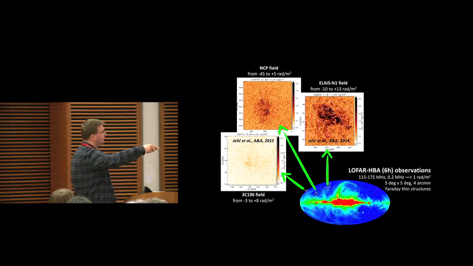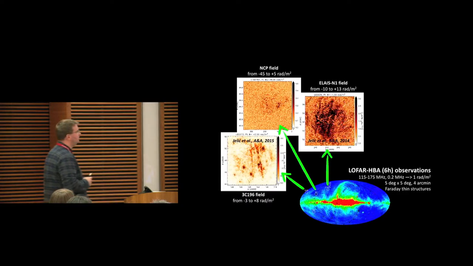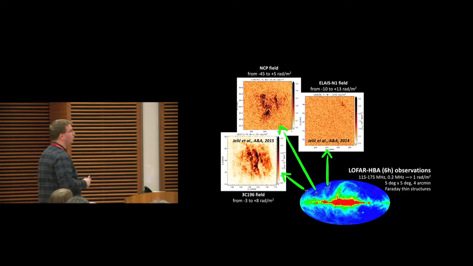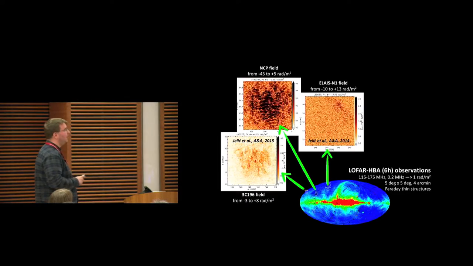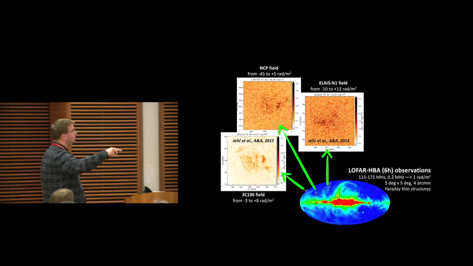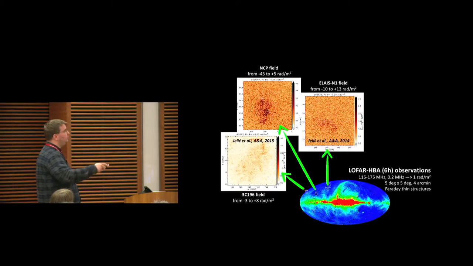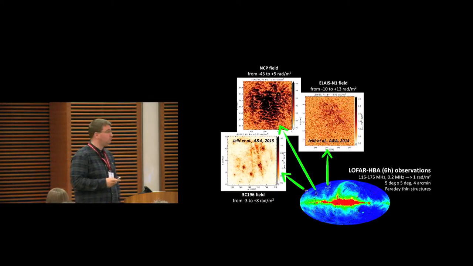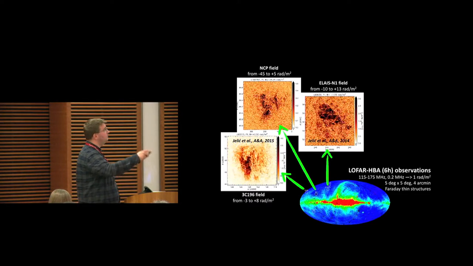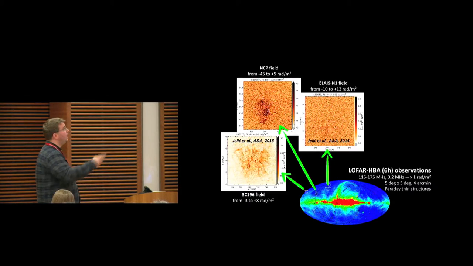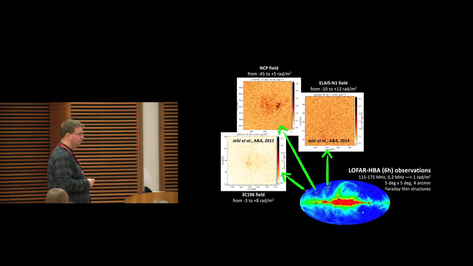of three fields at high galactic latitudes observed with LOFAR in the frequency range between 115 and 175 megahertz. The resolution of these images is roughly 3 arc minutes, but we can also make much higher resolution images. And one immediate thing that you see if you compare these three fields is that we see a huge amount of all kinds of structures. Also the Faraday depth range in these three fields is quite different. For example, in the 3C196 field, we see structures between minus 3 and 8 radians per square meter. In the Elias field, from minus 10 to plus 13. But then in the NCP field, we see diffuse emission all the way to minus 45 radians per square meter.